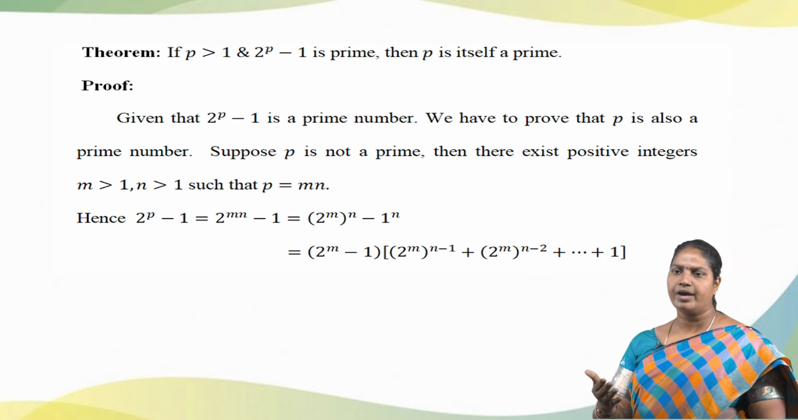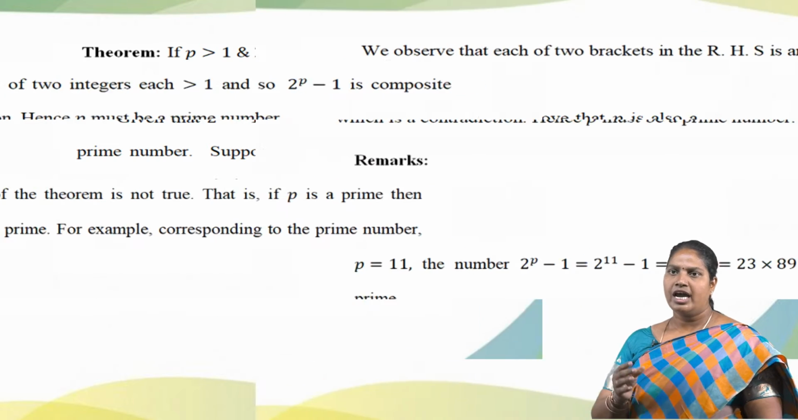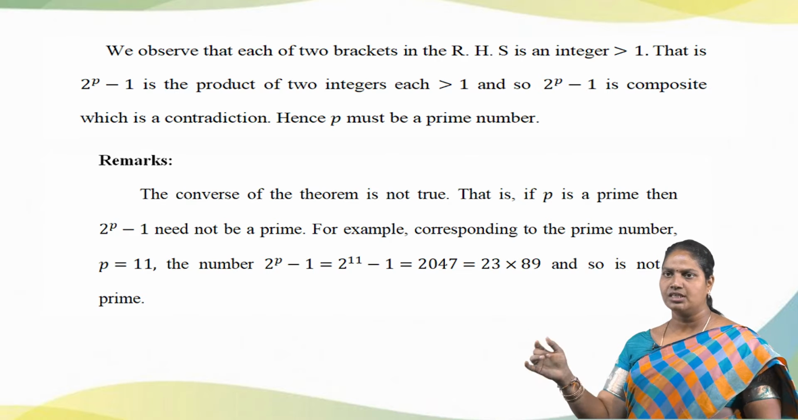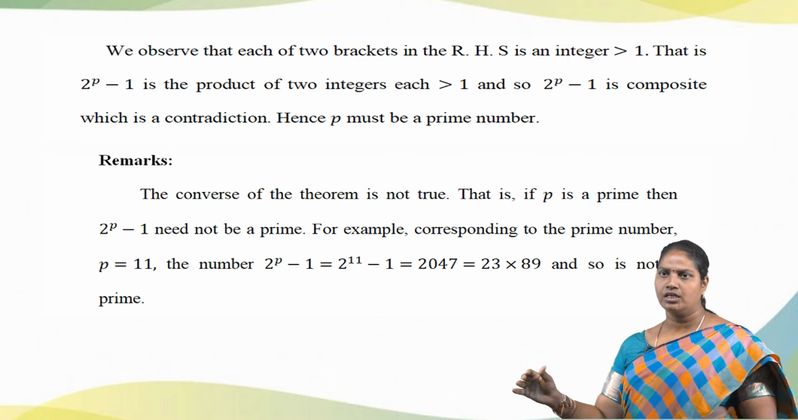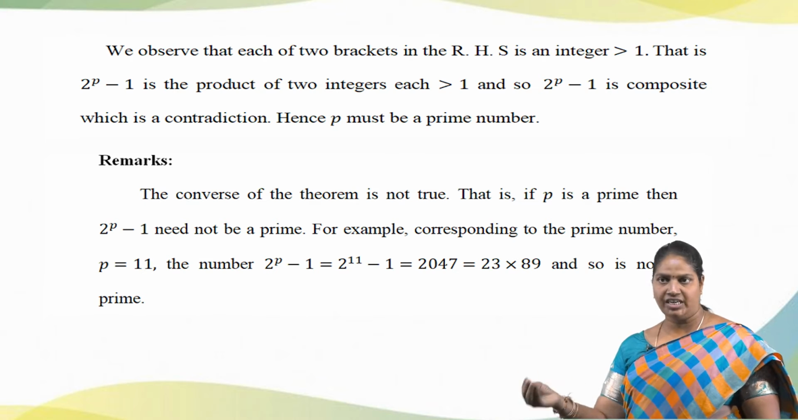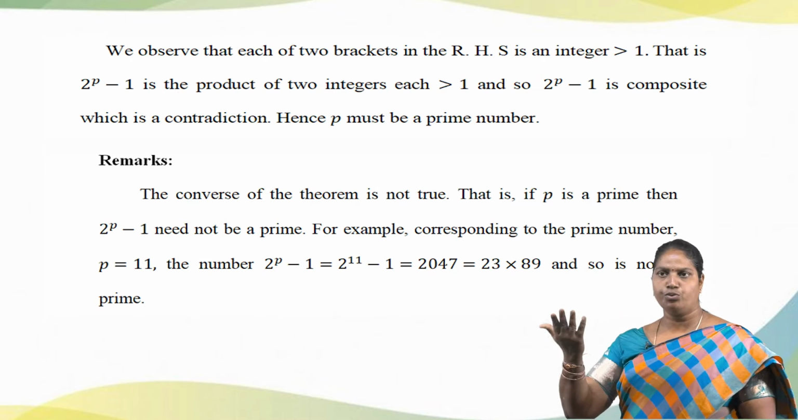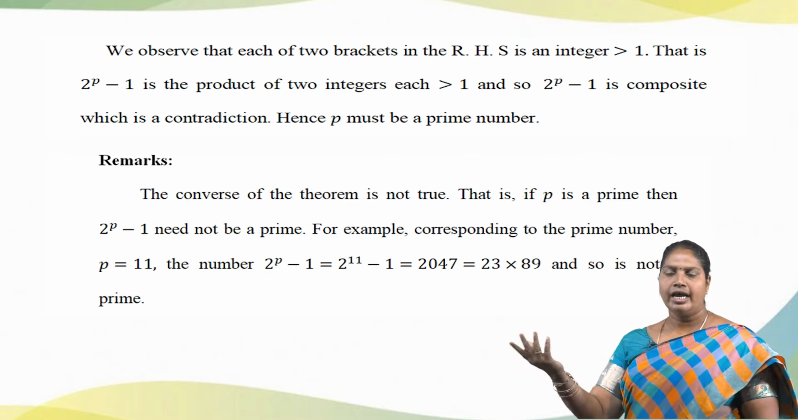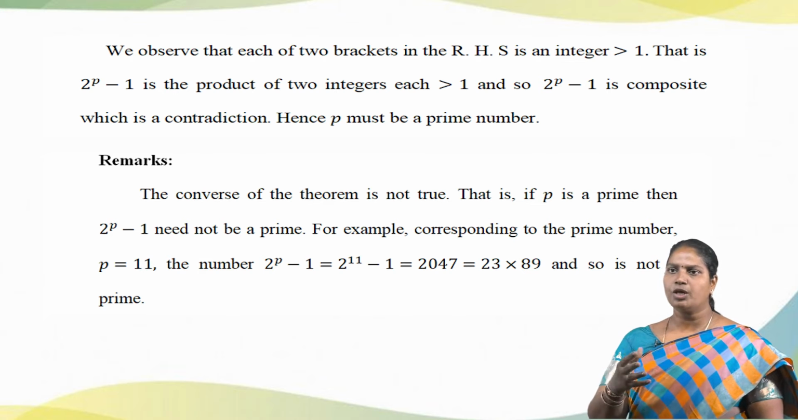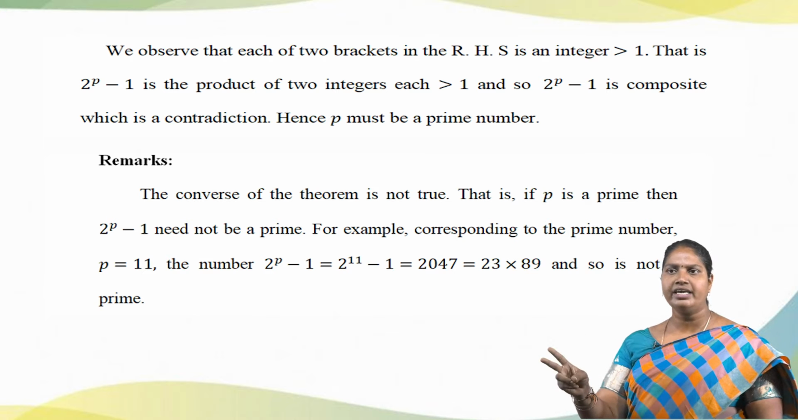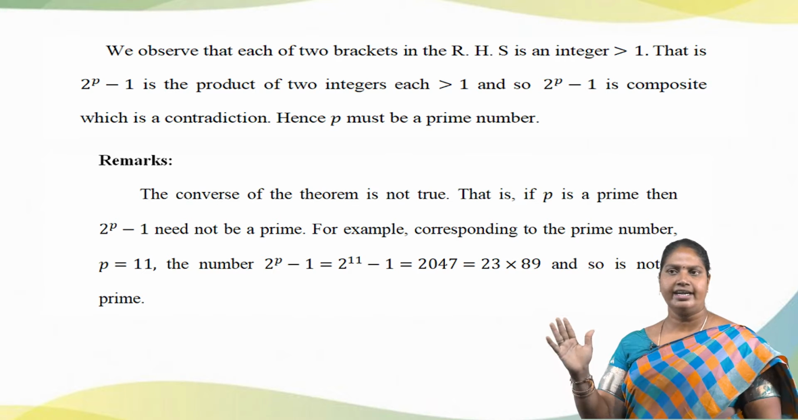This is because of the binomial theorem. And we observe that the two brackets, one is 2 power m minus 1, and the other term is (2 power m) the whole power n minus 1 and so on. The two brackets are positive integers because they are expressions of powers of 2 minus 1. Naturally 2 is greater than 1, so the power of 2 and the additions or subtractions, everything will be greater than 1. So the two brackets will definitely be integers greater than 1.